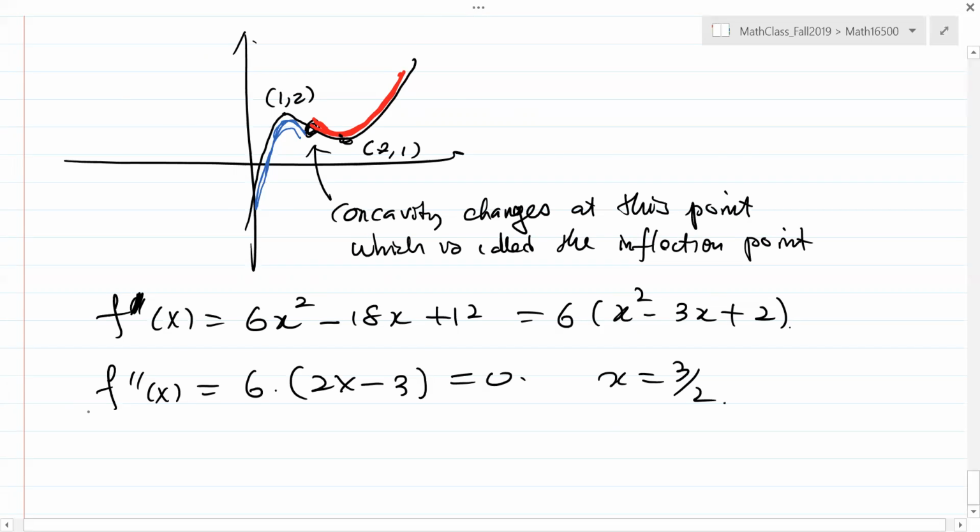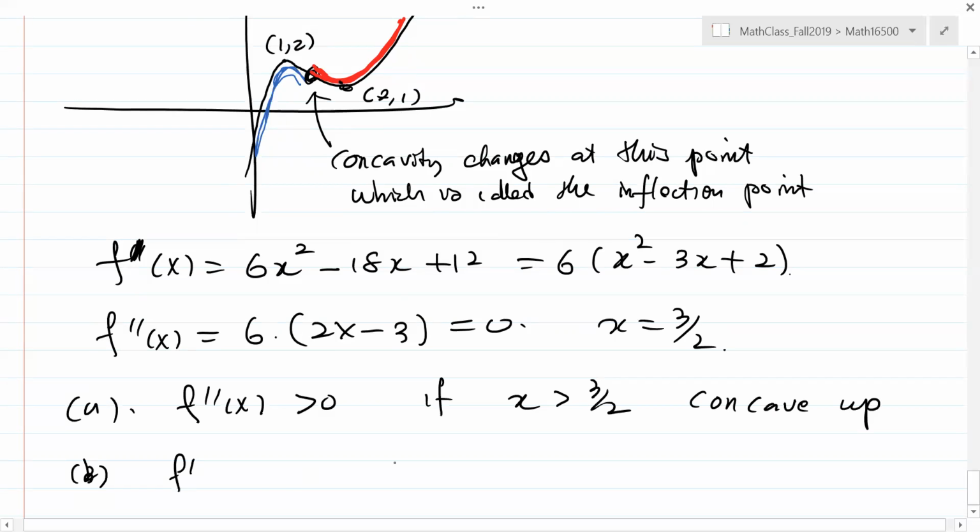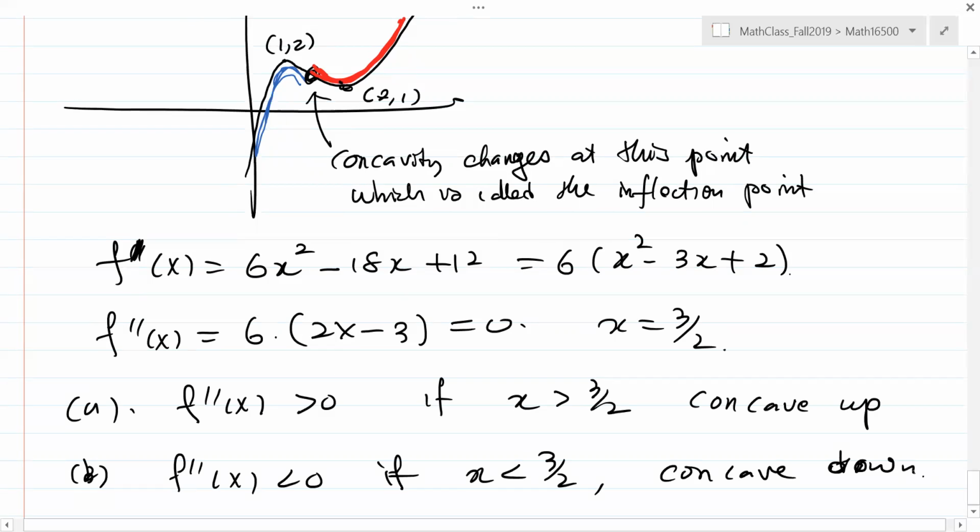So clearly, the second derivative is positive if x is greater than 3/2. That means concave up, right? And the second derivative will be negative if x is less than 3/2, and over that interval, it is concave down. So we determine the sign of the second derivative, and I think where the second derivative is 0 gives you the inflection point in this case.